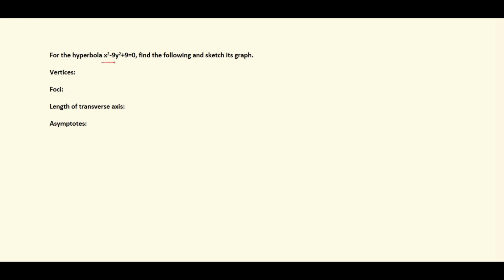So here's our equation. It's not in standard form, so we'll go ahead and put it into standard form. So we have x squared minus 9y squared plus 9 is equal to 0. We're going to subtract this 9 from both sides. x squared minus 9y squared is equal to negative 9. And then we want this side to equal 1, so we're going to divide both sides by negative 9.